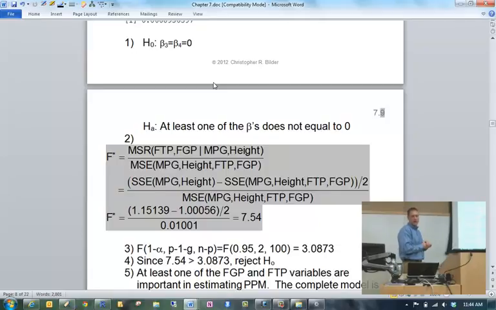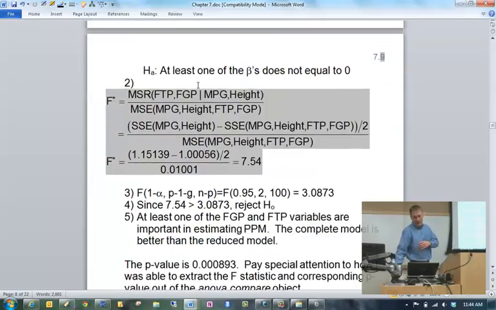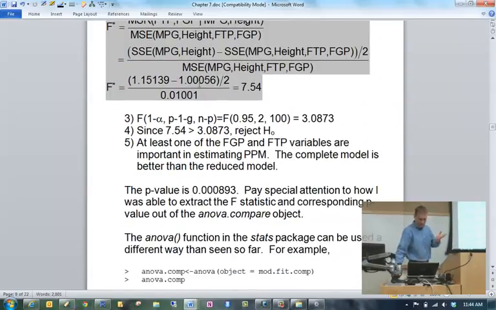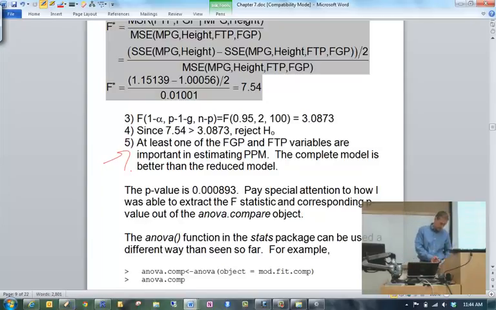HA, at least one of the betas is not equal to 0. Step 2, I state my test statistic. Step 3, critical value. Step 4, is the test statistic greater than the critical value? And then step 5, your overall conclusions, which I've already said. Are there any questions?